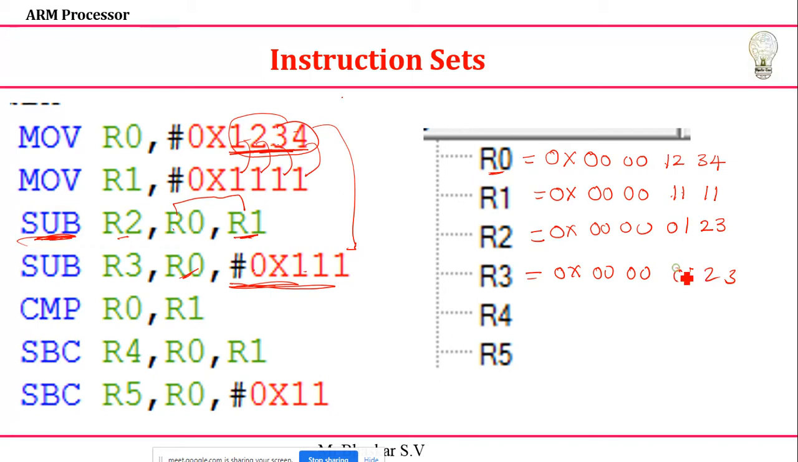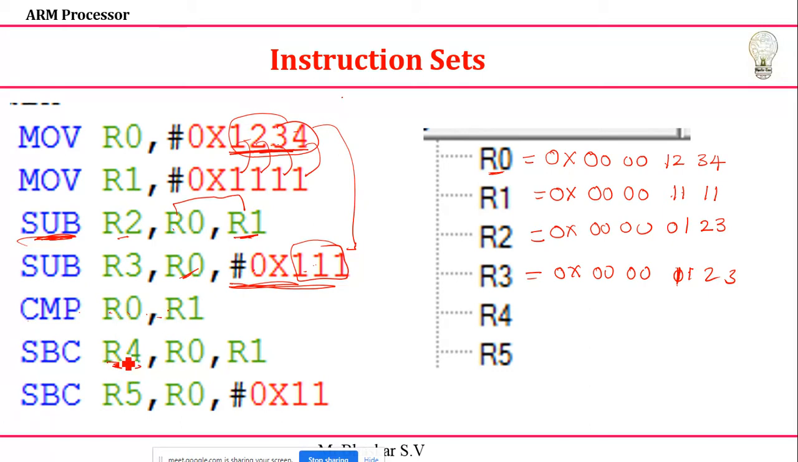Okay, sorry. 1, 1, 2, 3, because I have given only 3 ones here. Okay. Next, I'm doing the compare operation. Remember why I'm going to use this. If you do the compare operation, now you tell me what is the result of my R4.